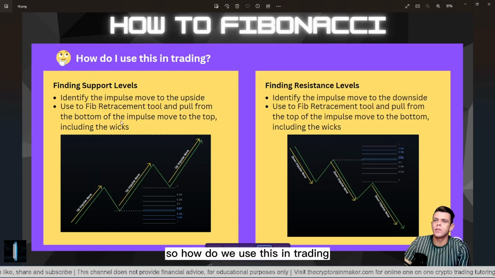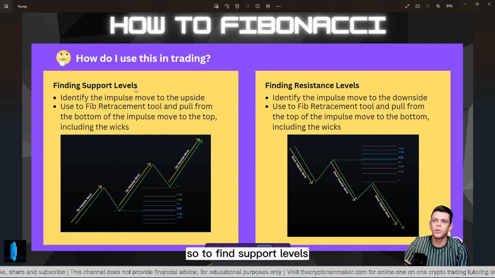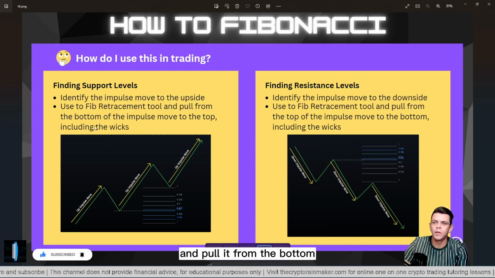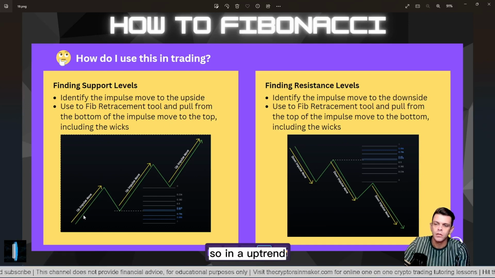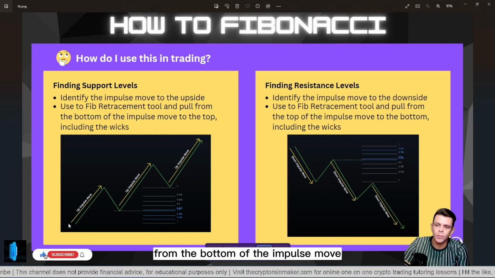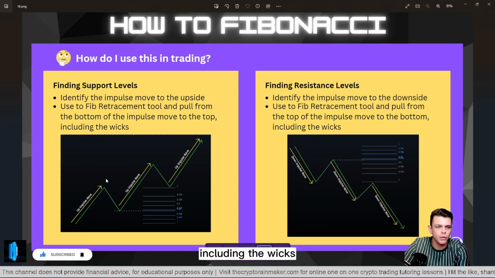So how do we use this in trading? To find support levels, identify the impulse move to the upside, and then use the Fib Retracement tool and pull it from the bottom of the impulse move to the top, including the wicks. So in an uptrend, we identify the impulse move to the upside, and then we pull our Fib tool from the bottom of the impulse move all the way to the top of the impulse move, including the wicks.